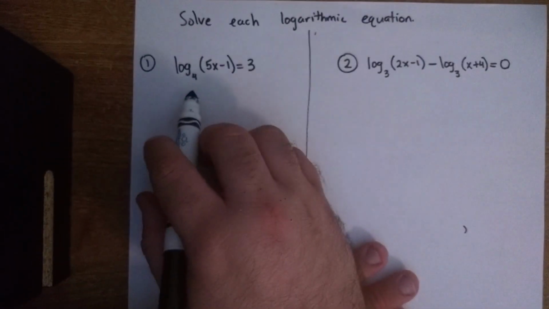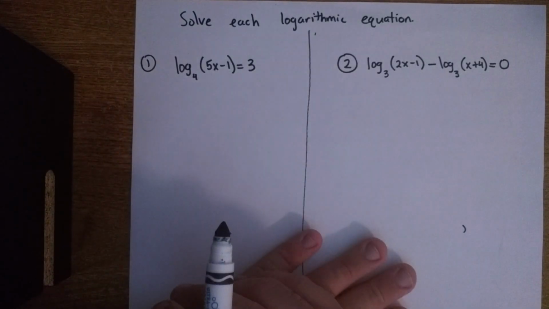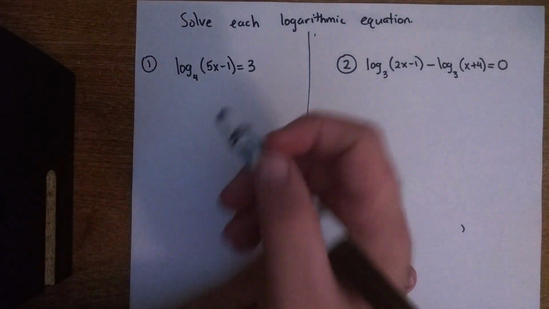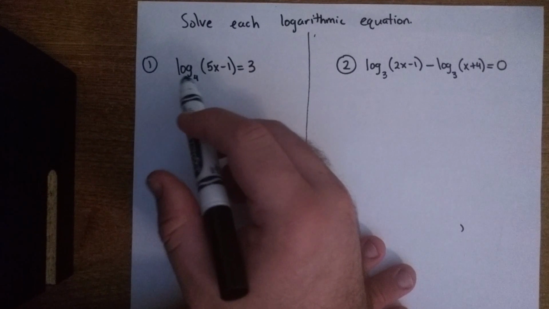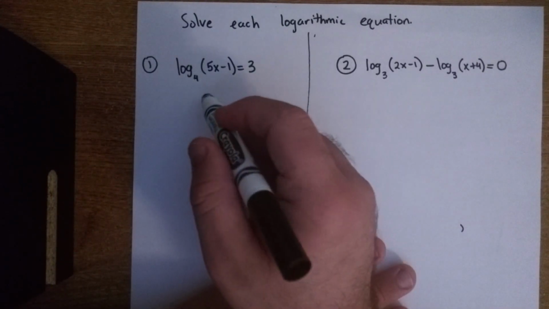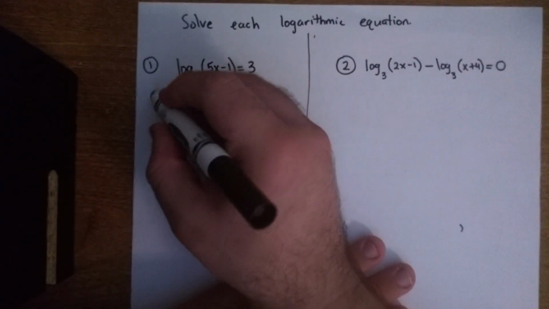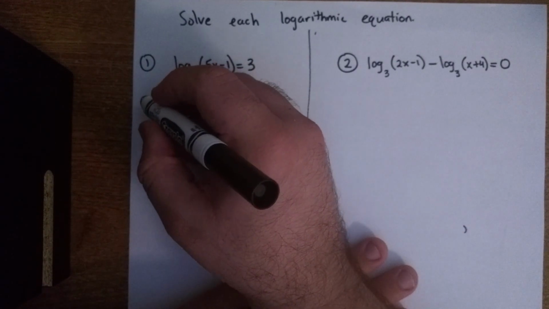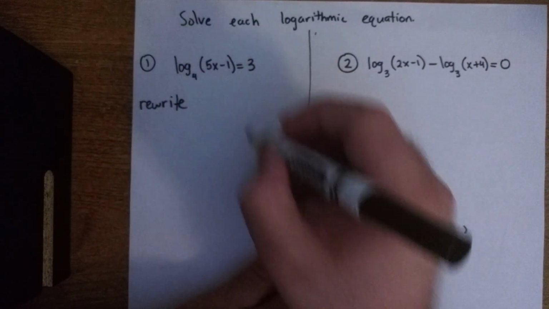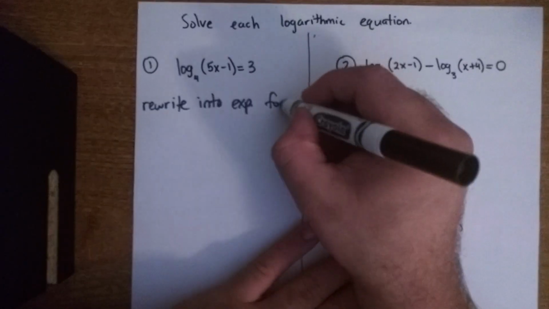We have log base 4 of 5x minus 1 equals 3. Remember, our goal always with solving is to solve for x. Just want to get x by itself. Well, first off, we have the logarithm already isolated. So we just want to write this so that it's no longer in logarithmic form. So we want to rewrite, and you might want to make a note of this real quick, rewrite into exponential form.